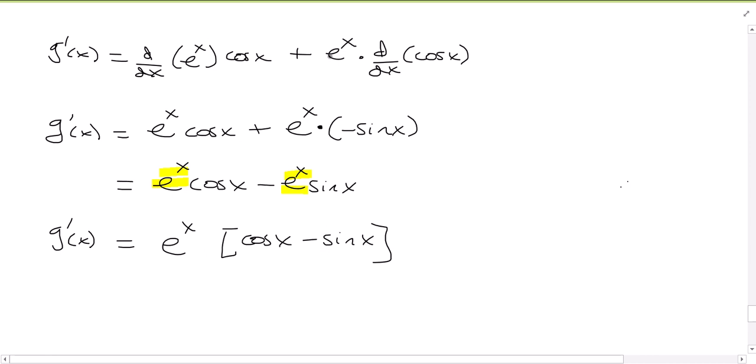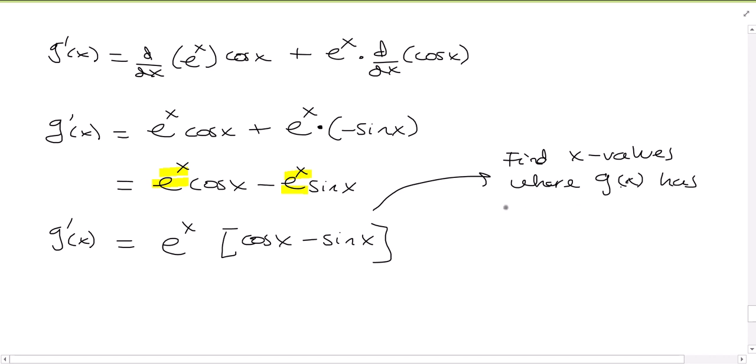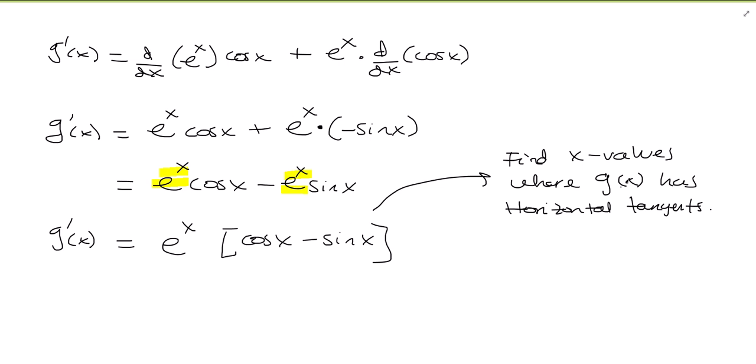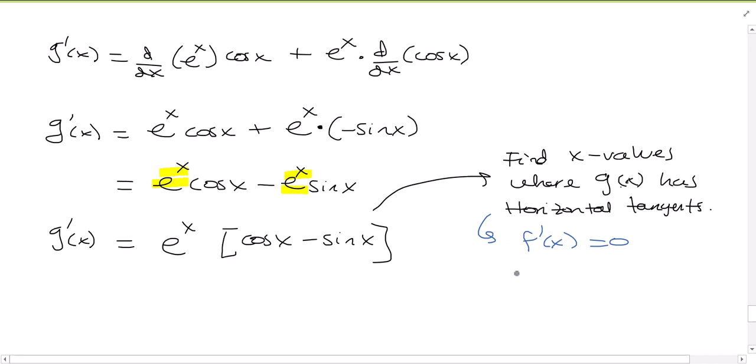So I know this wasn't stated in the question, but what if I wanted to find the x values where g has horizontal tangent lines? How would you do that? I have the derivative, right? So then in order to answer this question, I would set the derivative equal to 0. So in this case, g prime. So I will say e to the x times cosine x minus sine x equals 0.